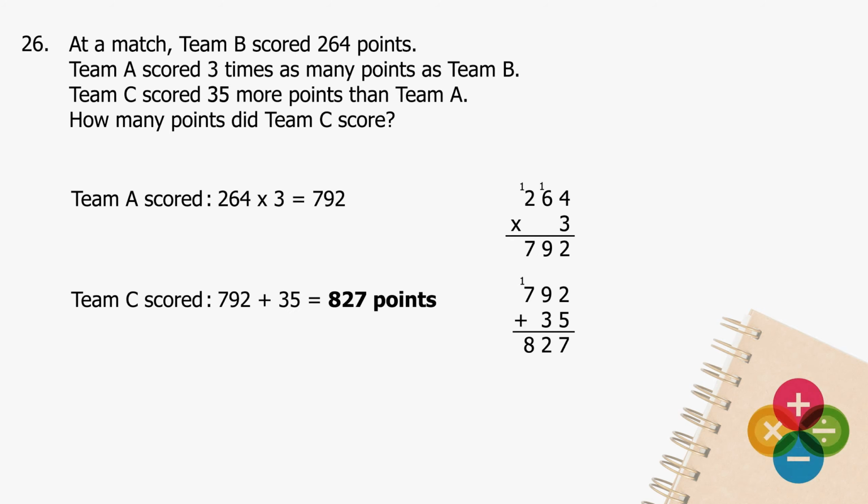You will need to find how many points Team A has scored before being able to find Team C's points. Multiply 264 by 3. You will get 792 points, which is how much Team A has scored. Add 35 to 792. Team C has scored 827 points.